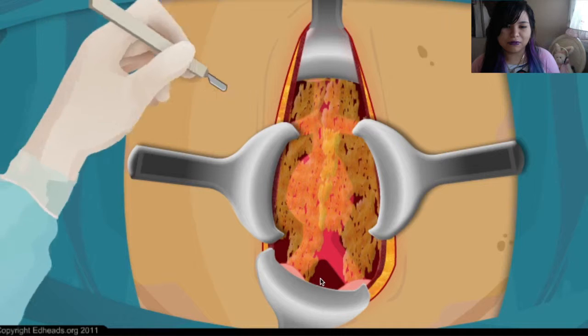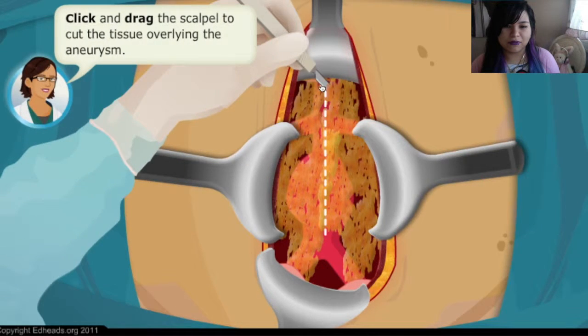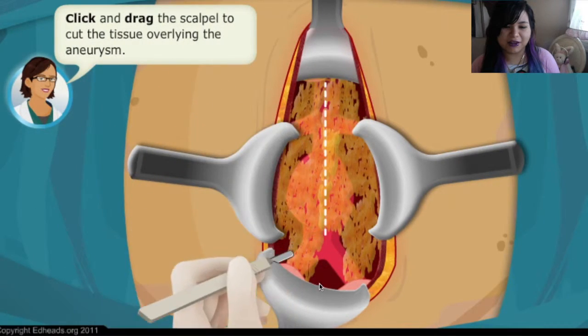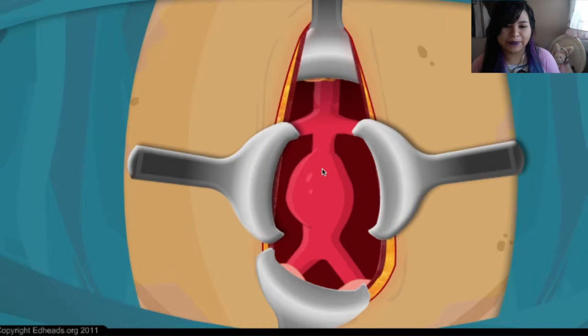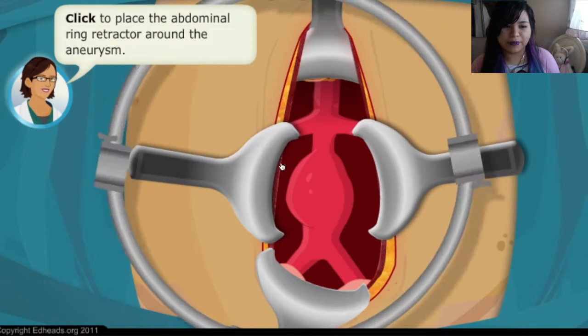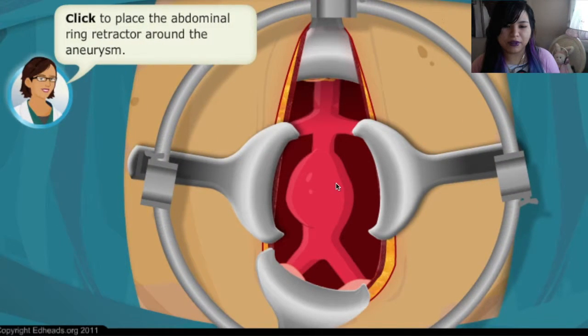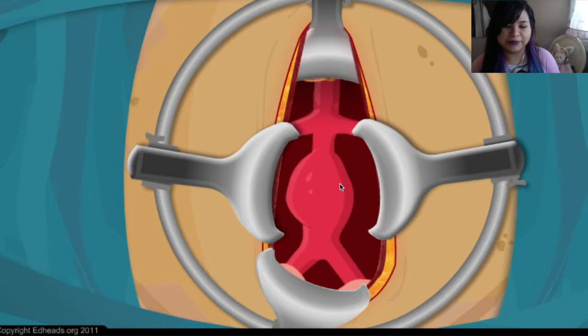Use a scalpel to cut the tissue overlying the aneurysm. Cutting. And place our abdominal ring retractor around the aneurysm to give us a clear surgical field. Okay, the aneurysm is obvious at this point, and the retractor is holding all the organs out of the way so we don't damage them.